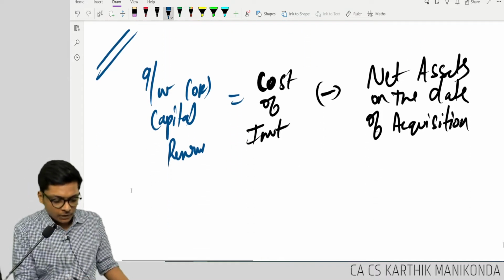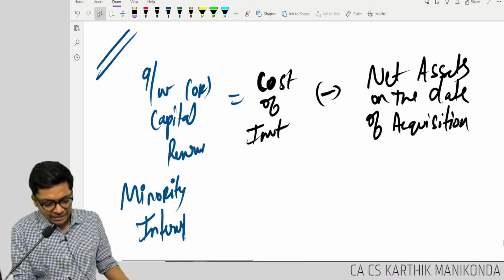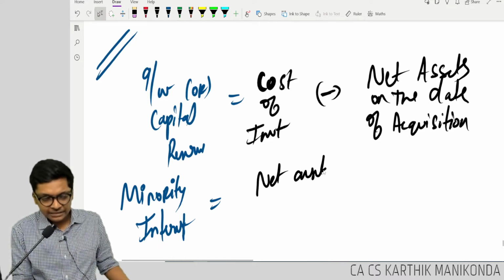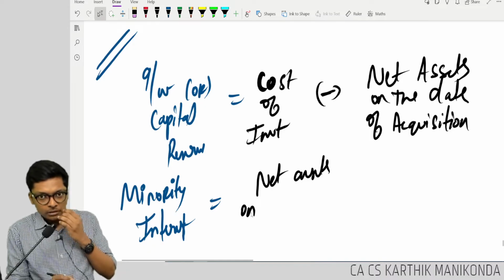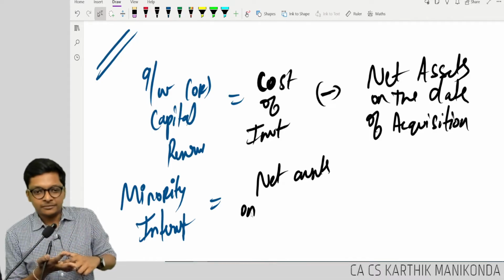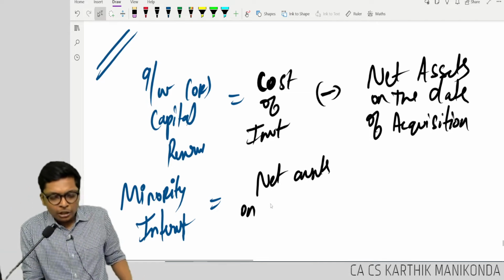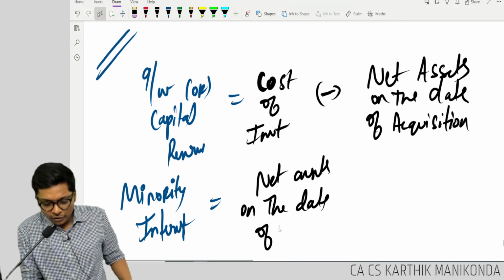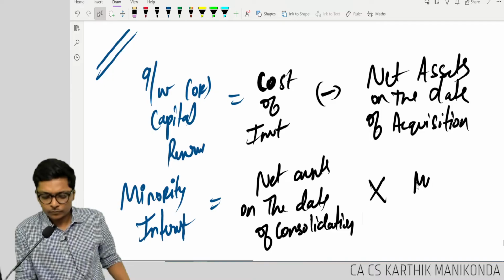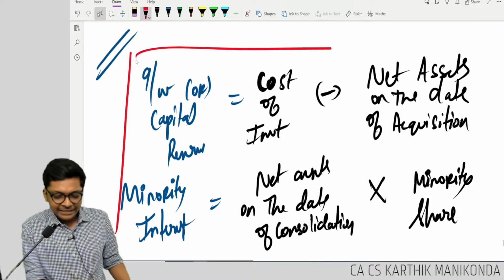Second, minority interest is equal to net assets on which day? Net assets on which day? Minority is what doesn't belong to me. This will keep changing based on the net assets. So I should take net assets on the date of consolidation into minority share. Are these equations correct?